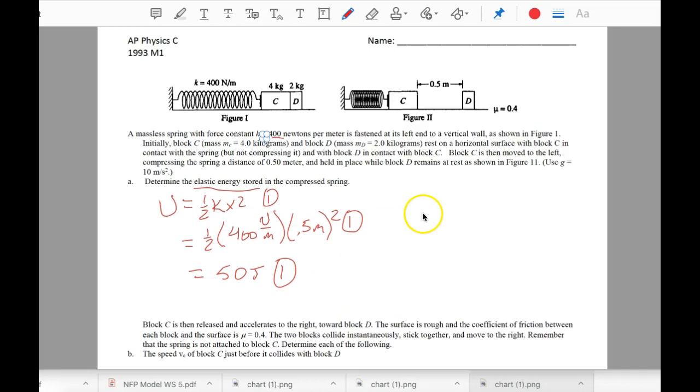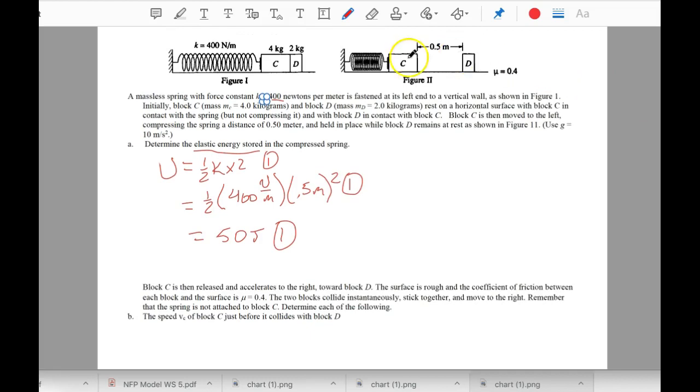Alrighty, so let's go ahead and take a look at the next part. For part B, it says block C is then released. So when we let go of this, it accelerates to the right. We're going to call positive in that direction. It gets towards block D, the surface is rough, so we know that there's got to be friction, and the coefficient is 0.4. Because it's moving, this has got to be a coefficient of kinetic friction. The two blocks collide, they stick together, so that means that it is an inelastic collision, and they move to the right. Remember that the spring is not attached to block C, so it can let it go.